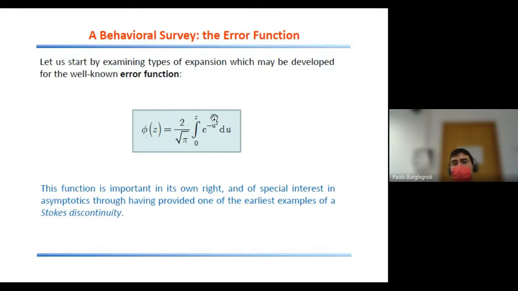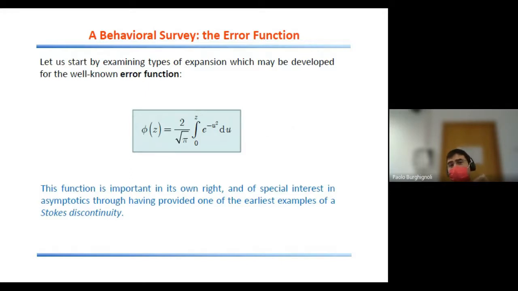And that's a standard integral. It's a Gaussian integral whose value is the square root of pi divided by 2. So by inserting the reciprocal of that value in front of the integral, we normalize so that this function phi on the left-hand side tends to 1 when z tends to infinity along the positive real axis. Okay, this function, of course, is important in its own right.